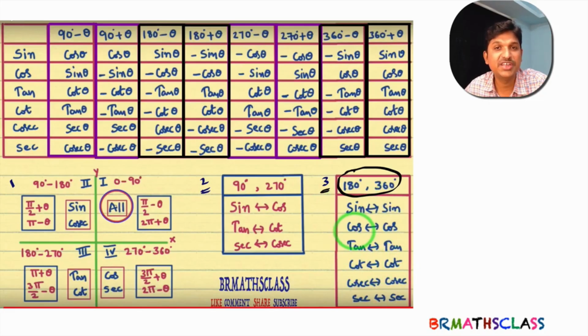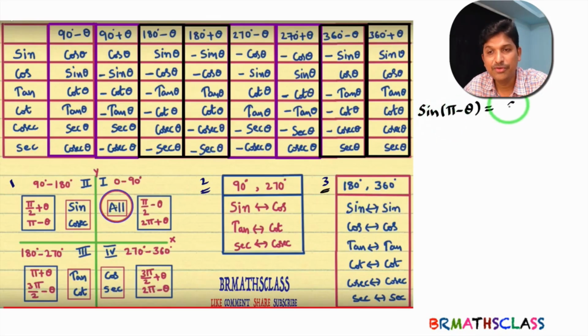The function won't change. It remains the same. Now you observe there are 4 black color columns here. Now we will discuss these things. First thing, sine of pi minus theta. Pi means 180 degrees. Whenever we see 180, 360, the function won't change. So we will write sine theta only. Now it's about its sign, plus sign or minus sign.